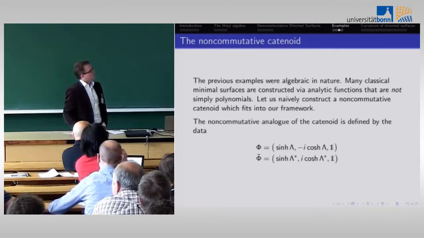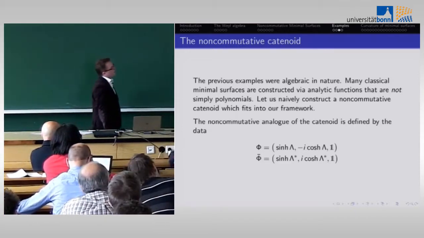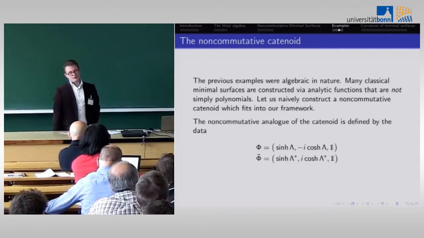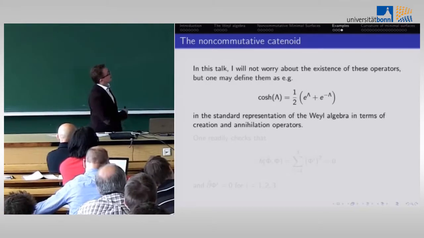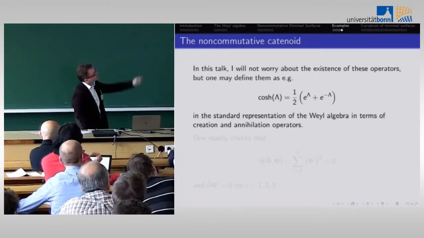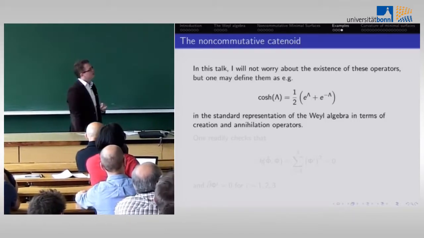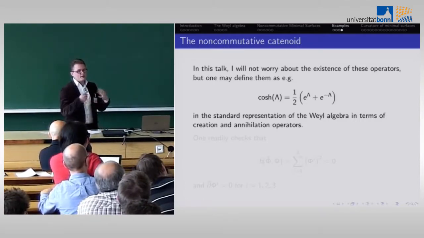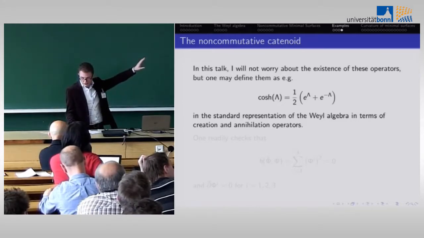So classically, you have the following data defining the catenoid. And now, of course, sinh and cosh, the hyperbolic trigonometric functions, don't exist in the Weyl algebra. But you can imagine going to a representation and defining them, for instance, like this, with e to these elements. Note that there is no i here. They're not unitary operators. They're e to these u's and v's. And you can make sense of all these, and you can find the right domain of definitions, and so on. I won't care about this at all. I'm just saying that you can do this in a representation.